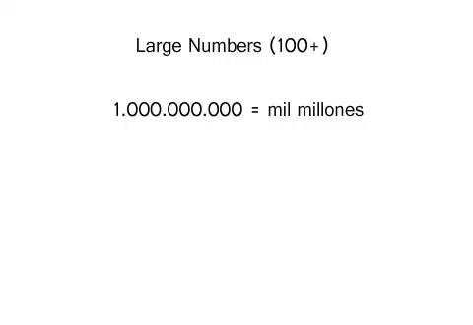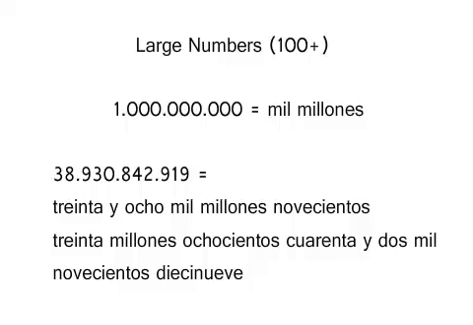And we won't go any higher than the billions, but to talk about 1 billion in Spanish would be 1000 millones, literally 1,000 millions. 2 billion would be 2,000 millones, and so forth. Again, to make larger forms, we would just follow the same rules that we've used before. For instance, here we have 38,930,842,919. Very unlikely, of course, that you'll be using numbers that big, but now at least you can.